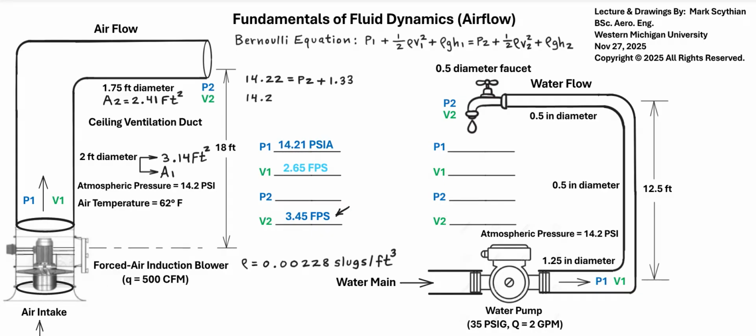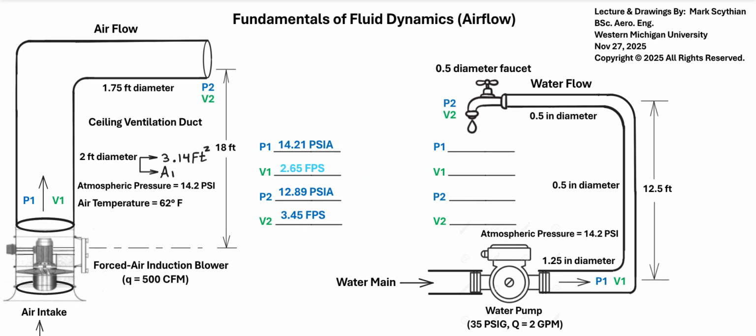So now all we have to do is subtract 1.33 from 14.22 to calculate P2, and we calculate 12.89 PSIA, absolute pressure for P2. So next we can round the final values to one significant digit. Then we can place the label units on the drawing to finalize the calculation.